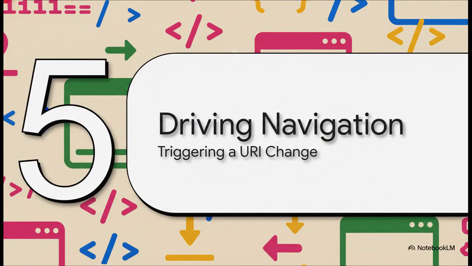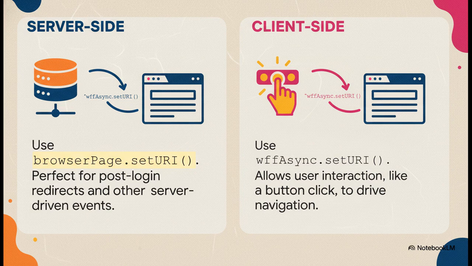Okay, so we've spent all this time defining how our UI should react to URL changes, but how do we actually make the URL change in the first place? Well, wffweb gives you two main ways to do it. You can do it directly from your server-side Java code, or you can trigger it from the client side with a bit of JavaScript. On the server side, you've got total control. You can just call browserpage.setURI right from your Java logic to programmatically change the URL. This is perfect for things like redirecting a user after they log in.